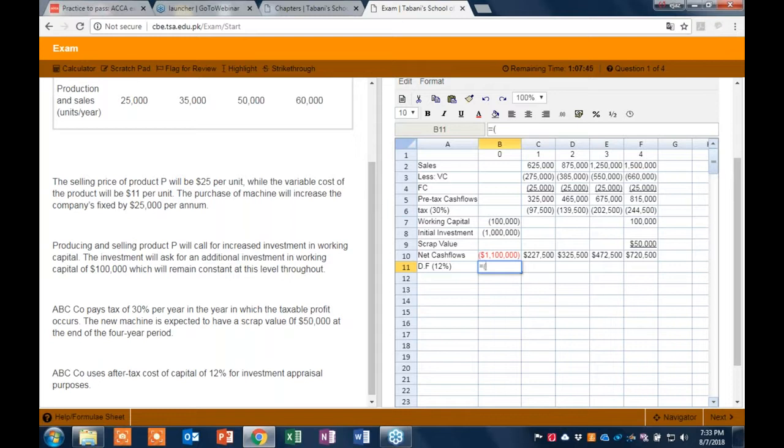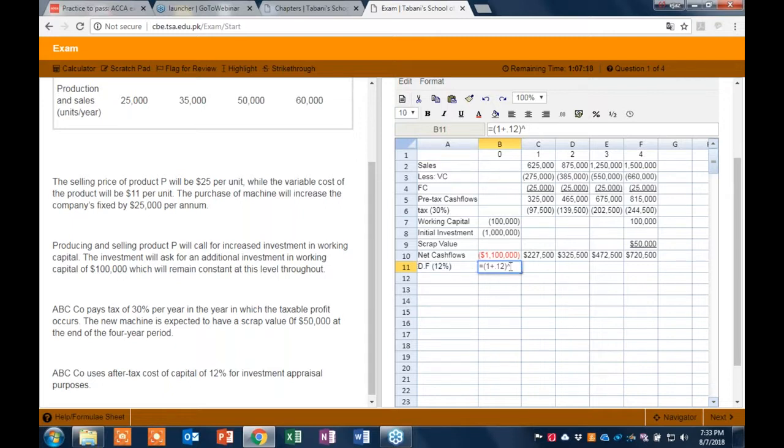Is equal to bracket 1.12, as the discount rate is 12%. So we'll write it as 1 plus R, 1.12, or let me write it as 1 plus the discount rate, which is 12%, and I'll write it as 0.12. I'll close the bracket, and then I will just put the cap sign here. This is the cap sign.